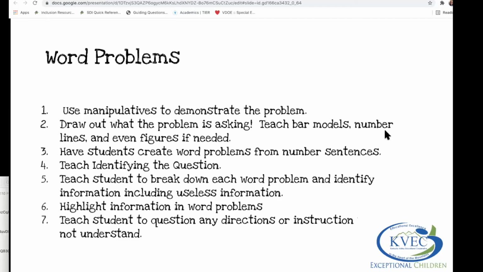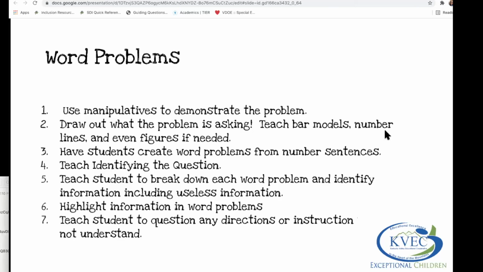And then of course, students will create word problems from number sentences. So now we're going backward. We're teaching the student to go backward. You've given them a number sentence. Now create me a word problem with it. And then of course, we're going to teach them to identify the question. I didn't say a key word. I said we're going to identify the question. At this point, we're going to teach them also to maybe highlight that question.